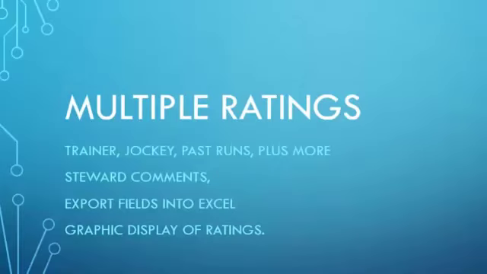When you open the software, which we'll do in a minute, this is what you get. You get the multiple ratings, and you also get the trainer, the jockey, the past runs, plus more, like Stuart's comments. You can export the field of the races into Excel, and there's a graphic display which changes every time you click on a different rating, so you get a visual display straight away of what's happening. So let's go and have a look at this software and the multi-rating page.